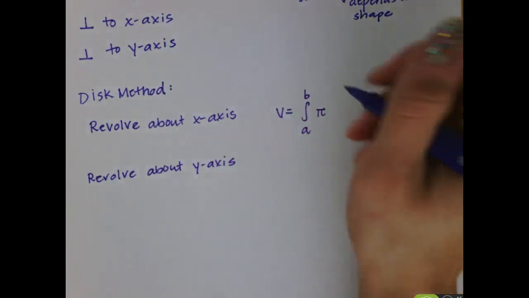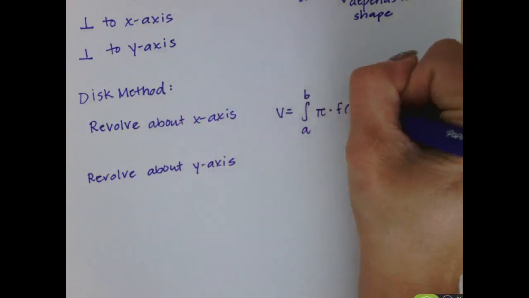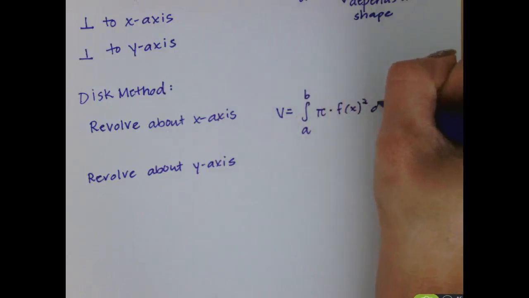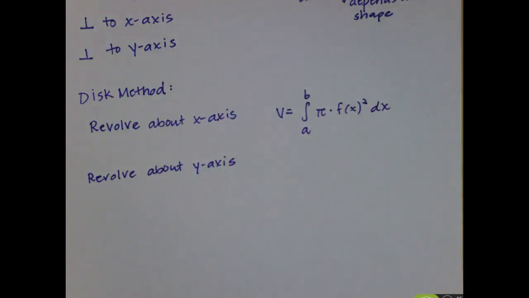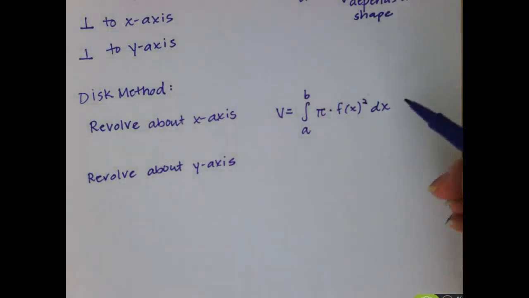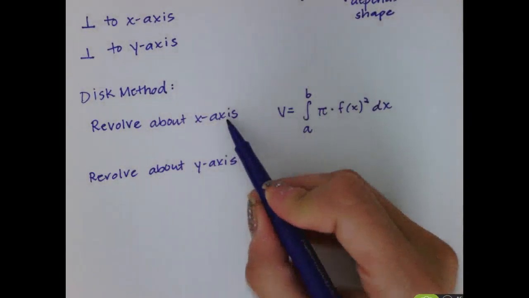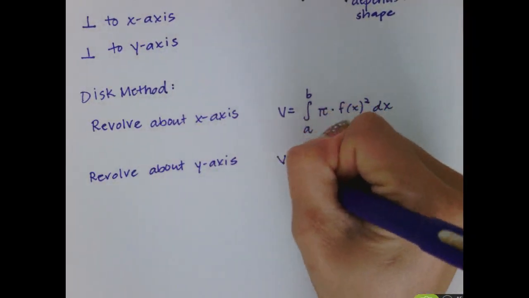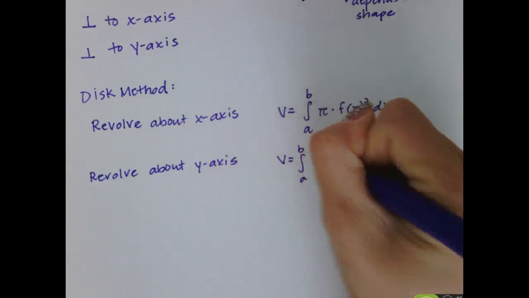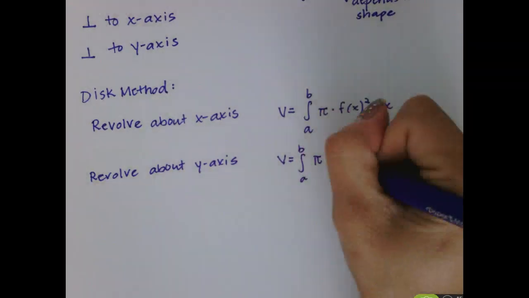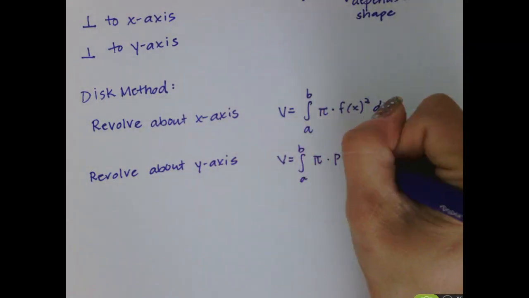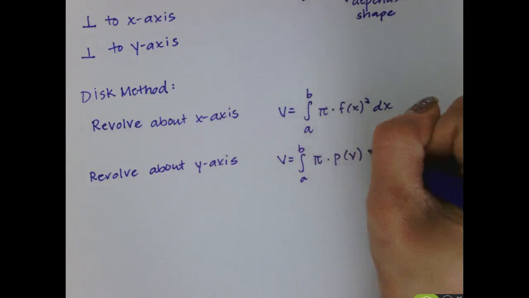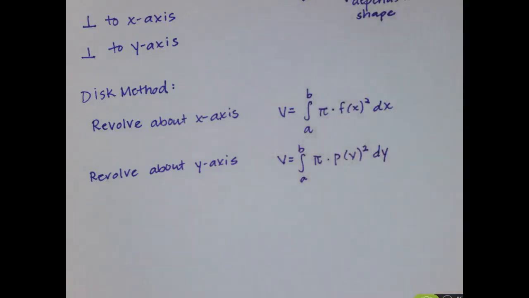And what we're going to integrate is pi times f of x squared. And dx means with respect to x, which makes sense since we're revolving around the x-axis. If we're revolving around the y-axis, then it's going to look very similar. We're going to have pi, but instead of having f of x, we'll have some other function p of y squared dy. So I'll talk briefly about where this comes from.